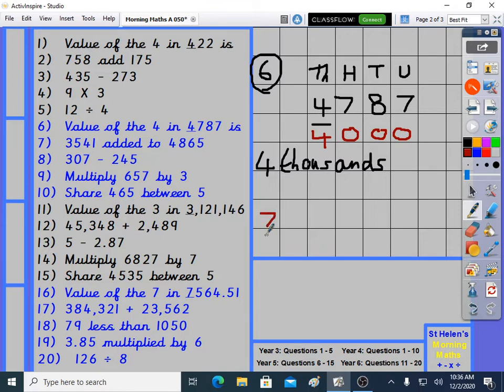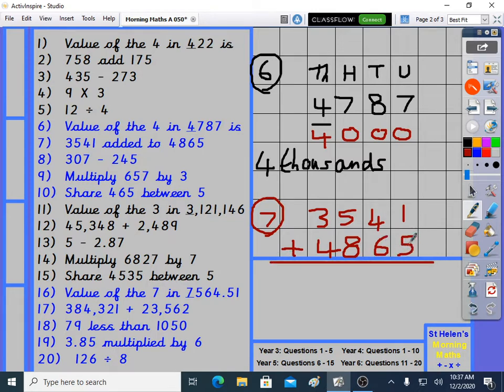Question 7, we'll be doing add. 4-digit number added to another 4-digit number. You could put the biggest number at the top if you want. I didn't this time. But if you do it the other way around, you should still get the same answer if we're both careful. 1 plus 5 is 6. 4 plus 6 is 10. 5 plus 8 is 13. Plus 1 is 14. 3 plus 4 is 7. Plus 1 is 8. 8,406, because plus makes things get bigger usually.